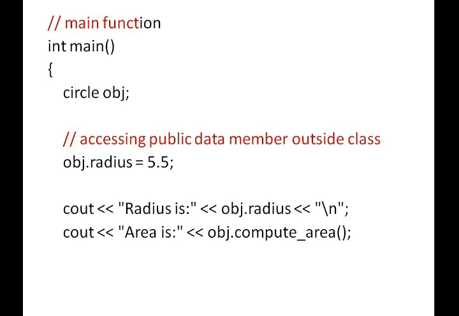Only public members, whether member variable or member function, can be accessed from outside the class. So these are valid statements. Then return 0 as usual at the end of the main program, then the closing bracket of the main program. So this example explains how a public member variable and member function can be accessed from the main program.